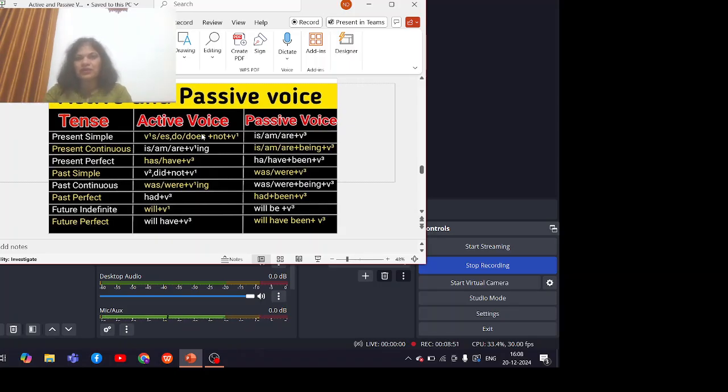Past simple in passive voice will be followed with was or were plus the third form of the verb. In past continuous, was or were plus being plus the third form of the verb. Past perfect, had plus been plus the third form of the verb. In future indefinite, we have to use will be plus the third form of the verb. In future perfect, will plus have been plus the third form of the verb. So just take a screenshot of this slide and follow it whenever you change any sentence from active to passive voice.